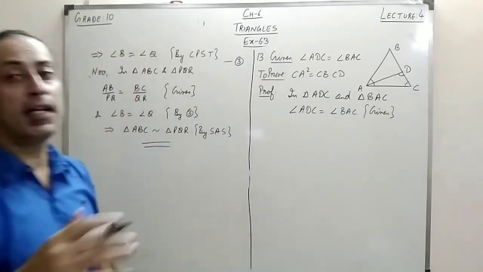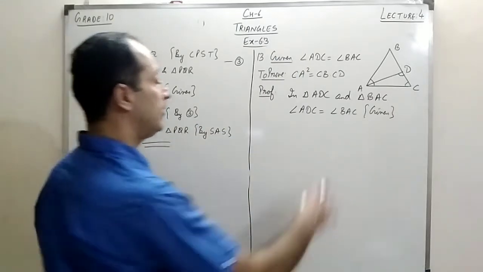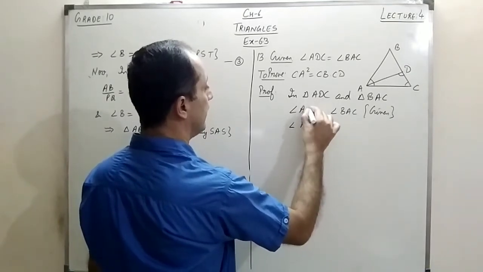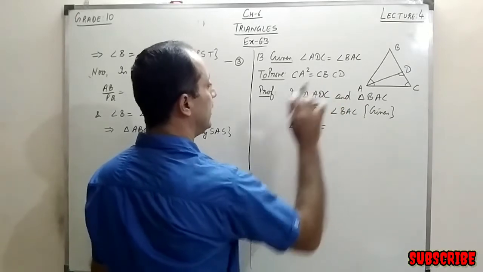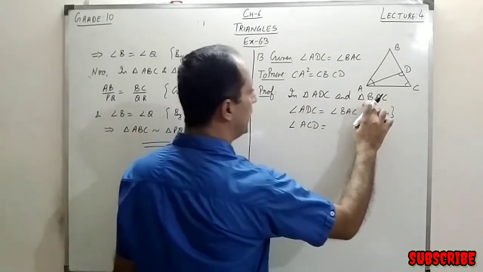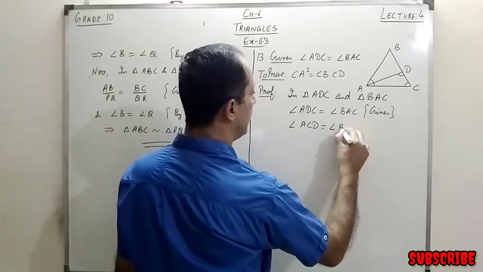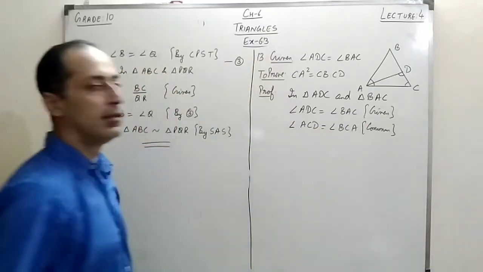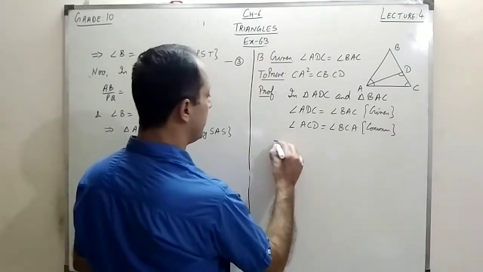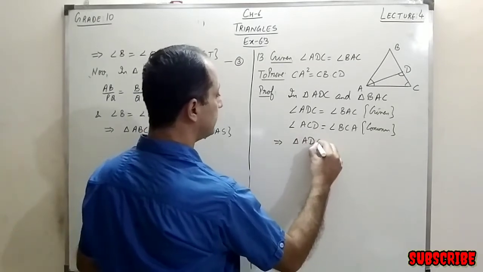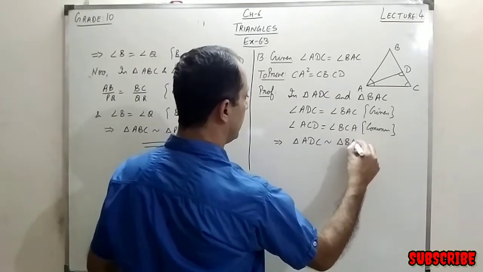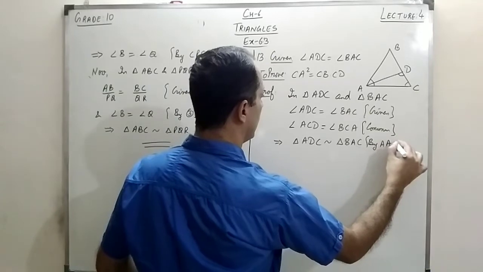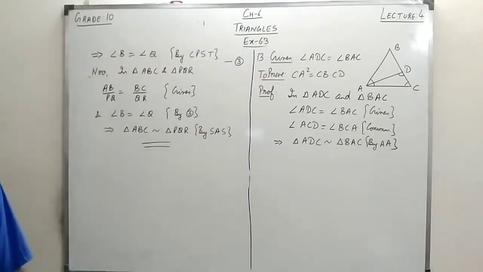Now the question, how can I write the name in both the triangles? So if you see the first one, I write from here ACD. Right? ACD. So from here, BCA. So I write angle BCA. And this is common, right? So this means triangle ADC is similar to triangle BAC by AA. So that is by AA similarity the triangle is similar.